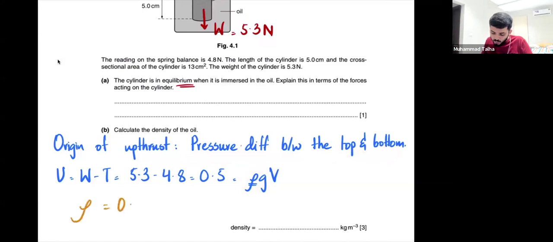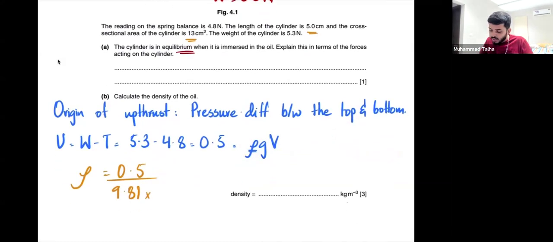So rho here would just be 0.5 over g, which is 9.81, and the volume. So this is 13 cm squared, this is 5 cm. I want my answer in the classic SI units, so I need to convert both of these to meters. 1 centimeter is 10 to the negative 2 meters, so cm squared would be 10 to the negative 4 m squared. And similarly, this is 5 times 10 to the negative 2. So you just plug all of these values in and then you get the density.